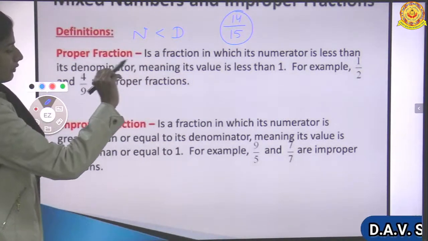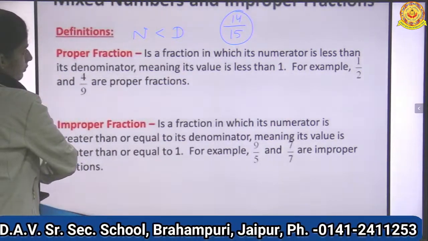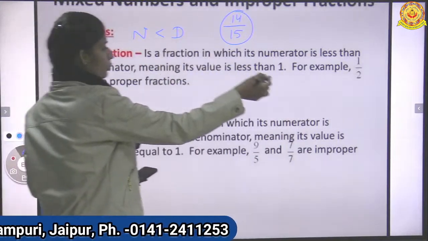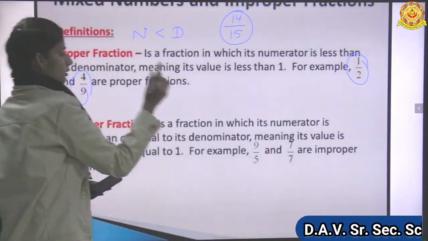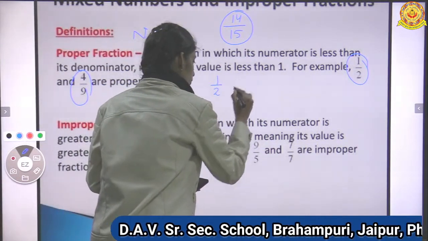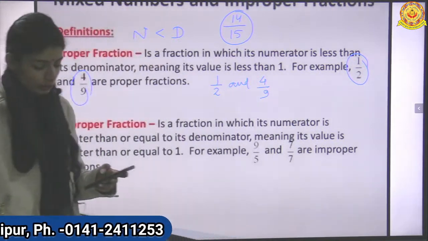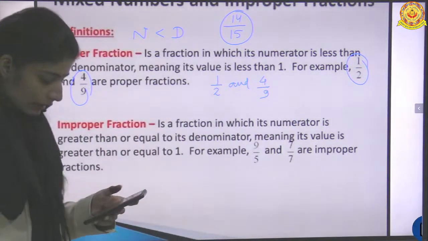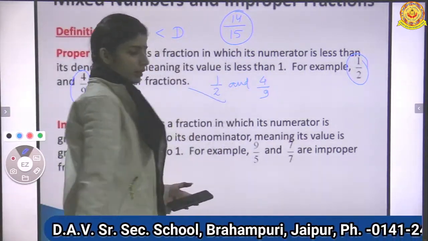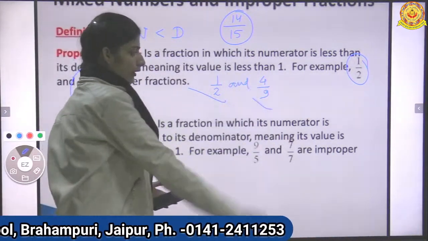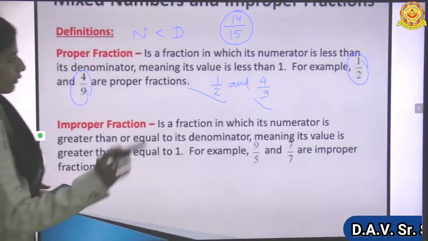Here we are having 2 examples, for example, 1 upon 2 and 4 upon 9. These 2 fractions we are having. In this, here also we are having denominator as the greater number. Here also we are having denominator as the greater number. So this is proper fraction. I have told you this thing.